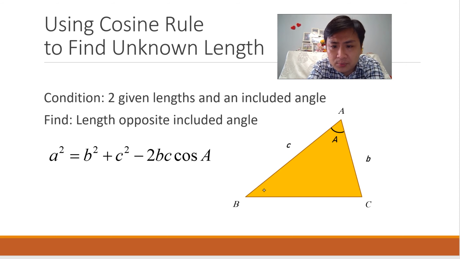Angle B itself is not an included angle because it's outside of B and C. Neither is angle C an included angle because it's also outside of B and C. So the meaning of an included angle means it must be in between B and C, like we are biting the angle itself.